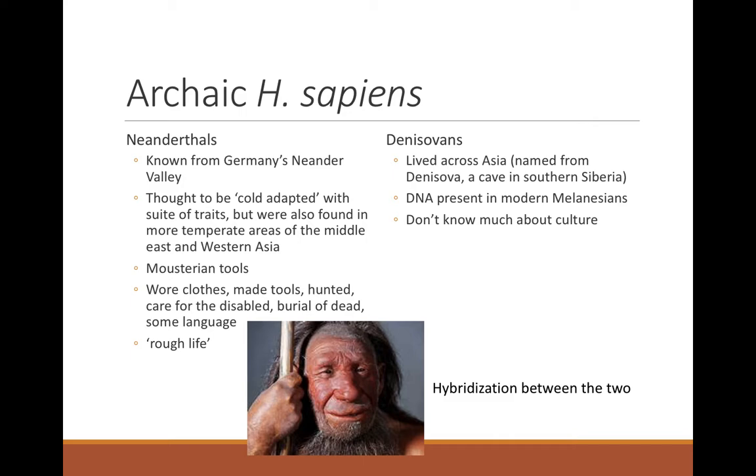found in Western Europe. Neanderthals use a tool tradition that's called Mousterian, which is even more finely retouched than the Acheulean tools of Homo erectus. They hunted large megafauna, so we're talking about mastodons, mammoths, cave bears, ground sloths, etc. They wore clothes, they made tools, complex tools, they hunted, cooperatively hunted. They cared for the disabled.